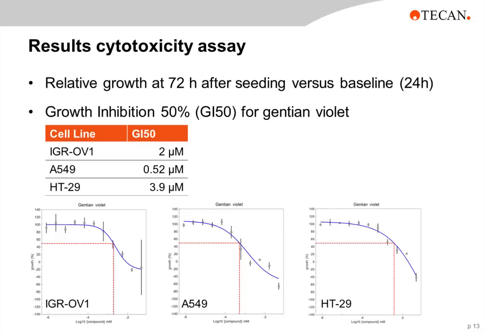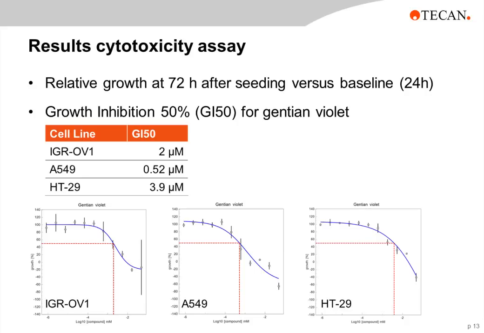In the lower part of the slide, you see 3 different dose response curves from 3 different cell lines. We've been measuring here the relative growth after 72 hours, and this was plotted against the baseline, which we measured after 24 hours after seeding. The 50% growth inhibition is just shown for one single compound, the gentian violet, and you see the GI50 values in the small table. Again, further data is available in the application note on our website.